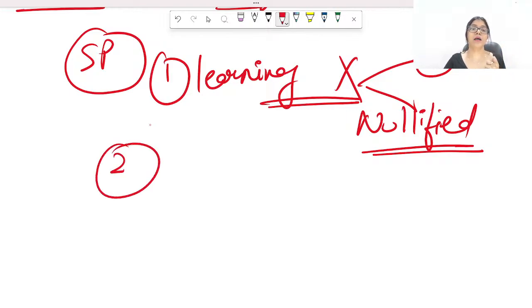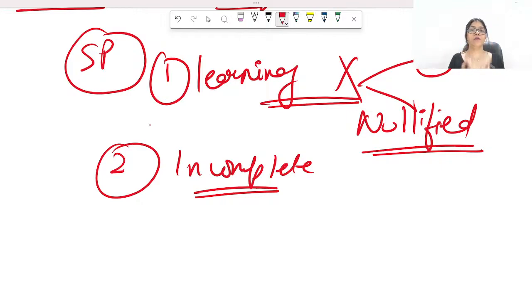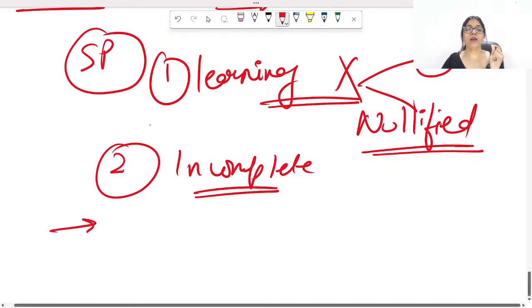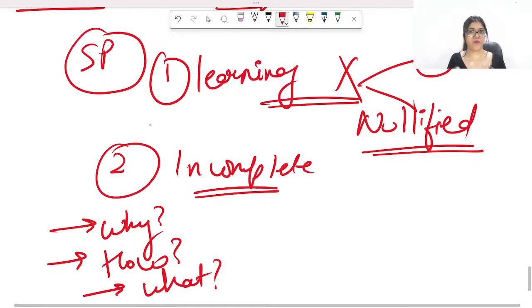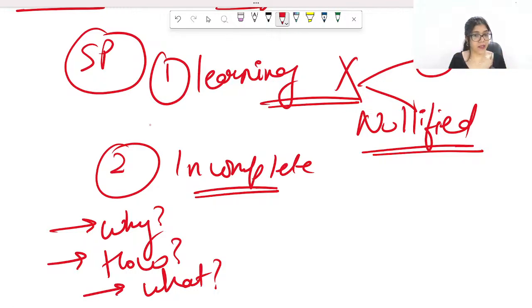Second thing I would say that a lot of students do is writing incomplete substantive procedures. Writing incomplete means, basically whenever we are writing substantive procedures, we always follow three things. Like I personally tell students to follow three things. One is, 3 questions should be answered in your substantive procedures. One is why, second is how, third is what. So these 3 questions should be answered in your substantive procedures. If these questions are being answered, then your substantive procedures are complete.